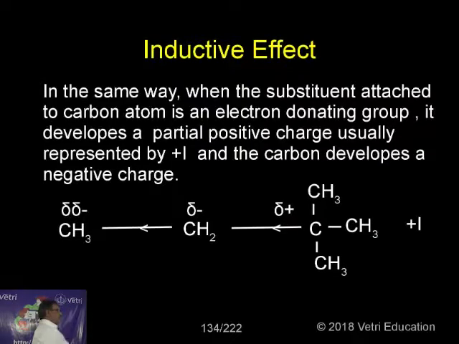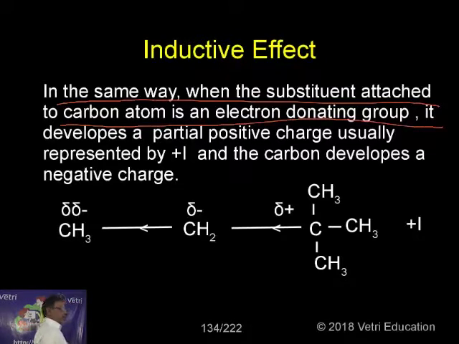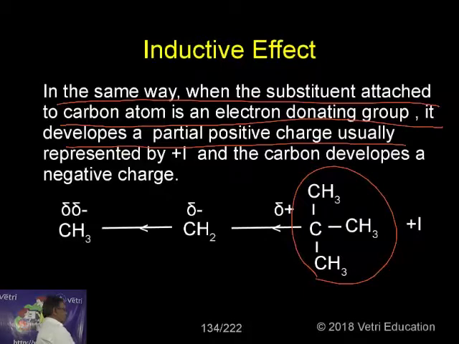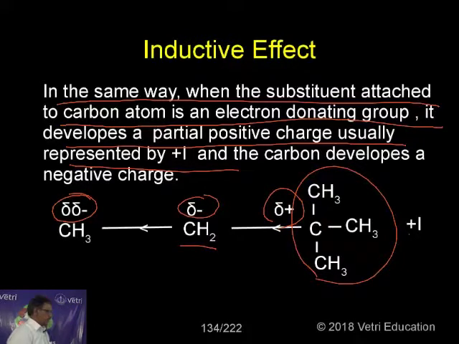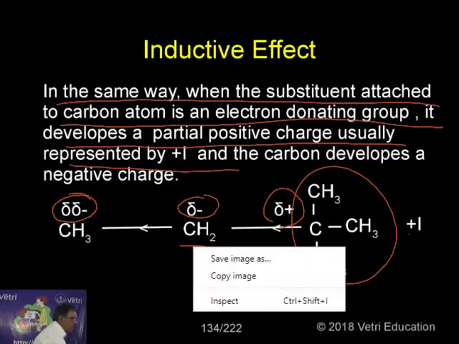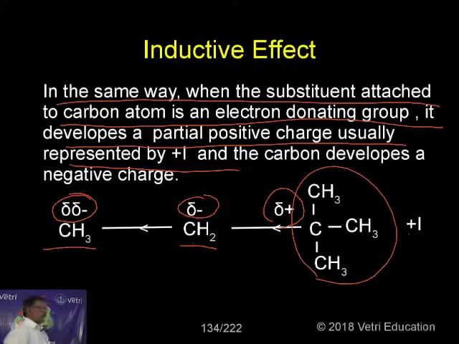Coming to the plus I effect, in the same way, when the substituent attached to the carbon atom is an electron donating group, for example tertiary, all electron releasing groups, it develops a partial positive charge on itself, and the nearest carbon is delta minus, the next carbon is 2 delta minus. So this carbon will have more effect than that carbon. The generalization is that the inductive effect decreases as the length of the chain increases. So I have explained both what is minus I and what is plus I.